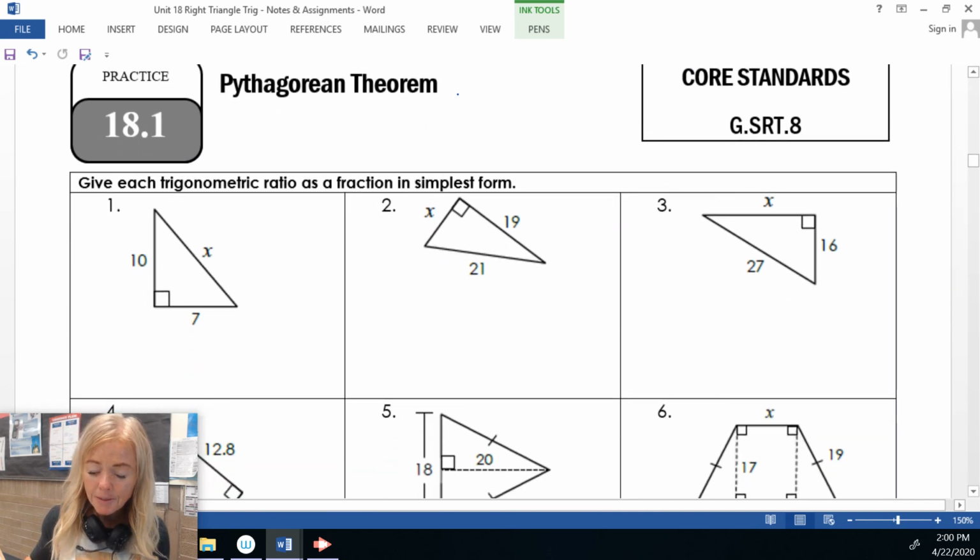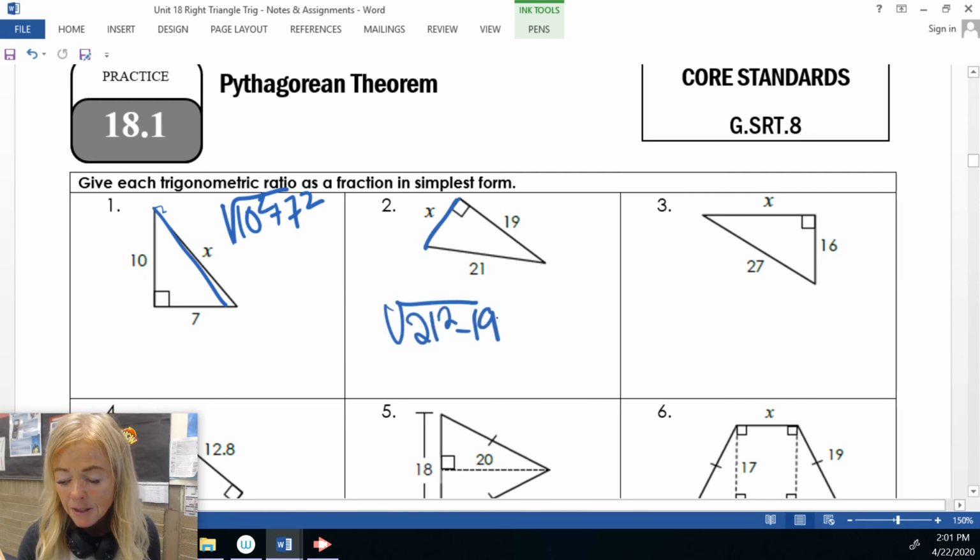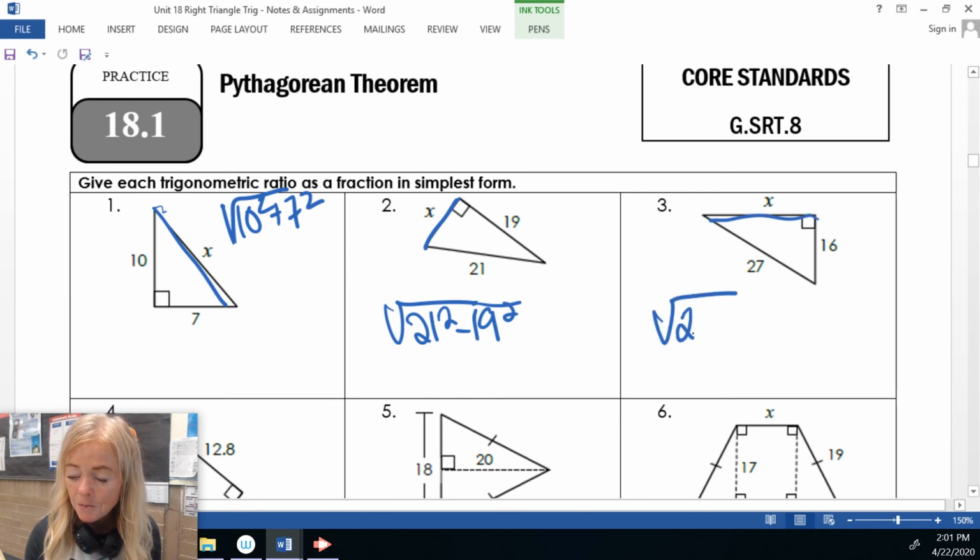So you're going to just set up, if it's 2 legs, you set up square root of 10 squared plus 7 squared, if it's the hypotenuse you're looking for. If it's the side you're looking for, then it's the square root of 21 squared minus 19 squared. Subtract the leg squared from the hypotenuse squared. This one's a leg again, so it's the square root of 27 squared minus 16 squared. And then use those as you go throughout the homework.